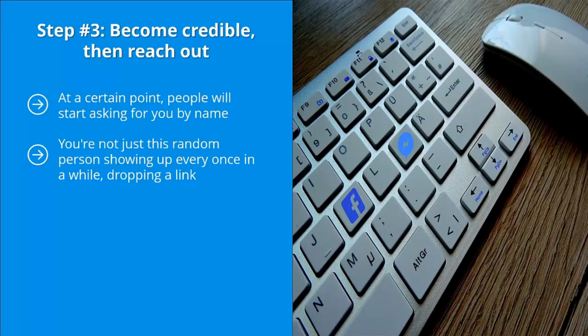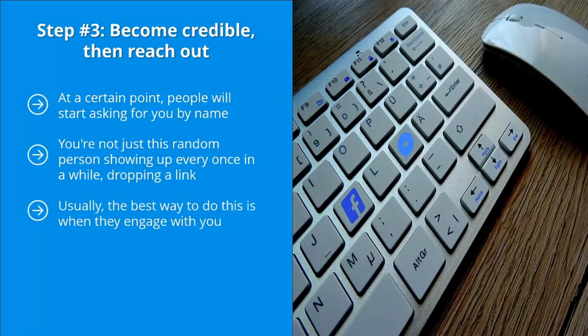This is when you reach out. This is when you try to engage with the group admin. Usually, the best way to do this is when they engage with you. Maybe they mention your name, or they send you a message on Messenger. Whatever the case may be, try to wait for them, or reach a high enough level of engagement and acknowledgement from other community members before you reach out. What are you going to be reaching out for? Well, there are many different opportunities on the table.